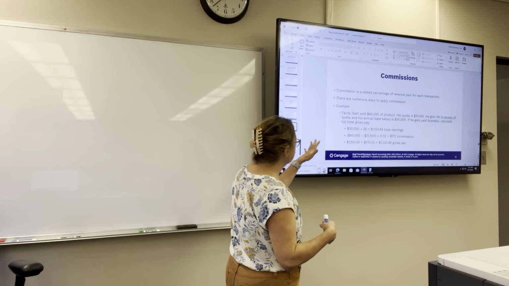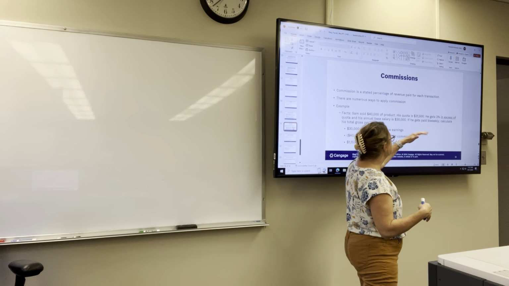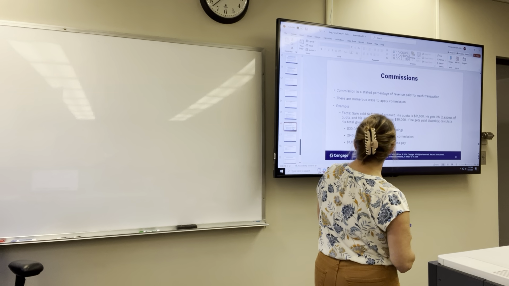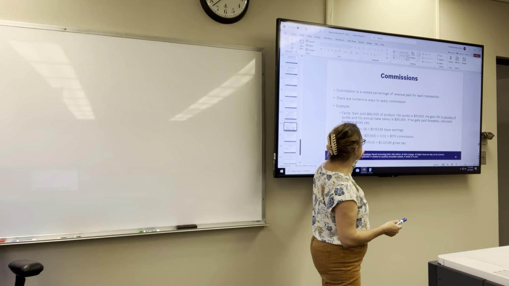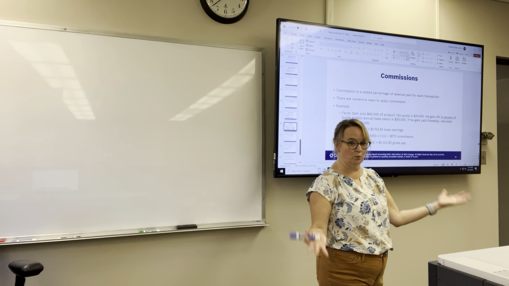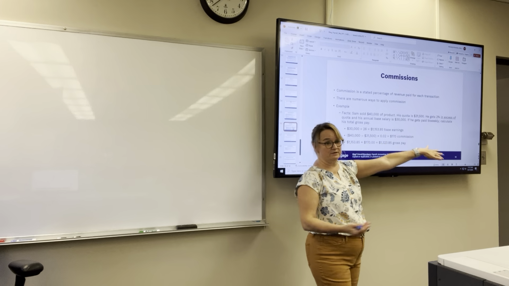So in our example here, we've got Sam, who sold $40,000 of product. His quota is $31,500. That means that's the minimum he has to sell. He gets 2% in excess of his quota. His annual base salary is $30,000. So that's just what he gets, but for that $30,000, he's supposed to sell $31,500.